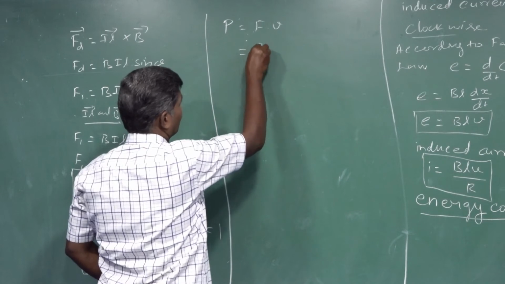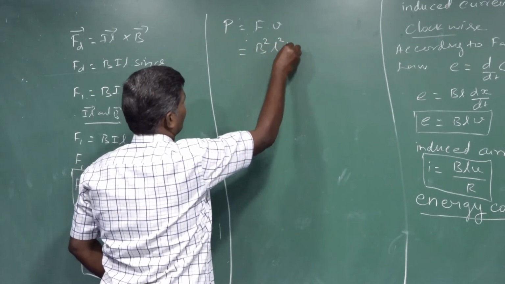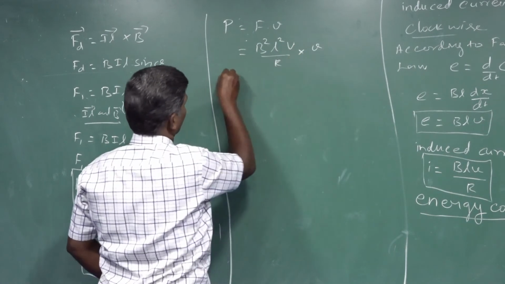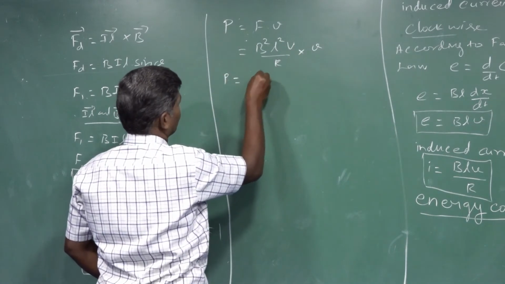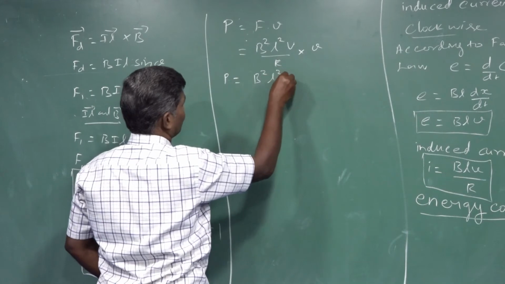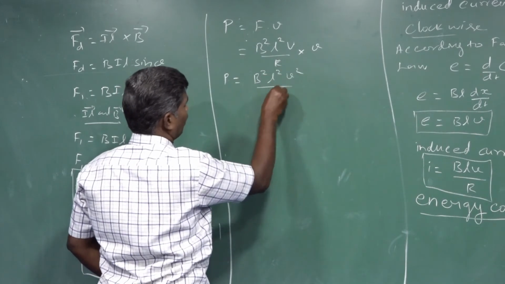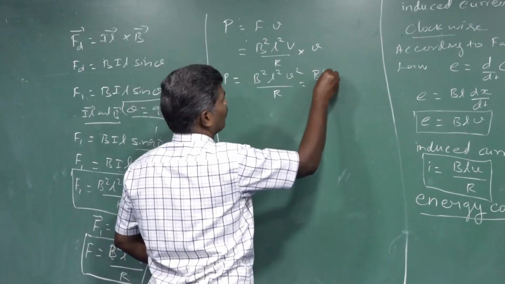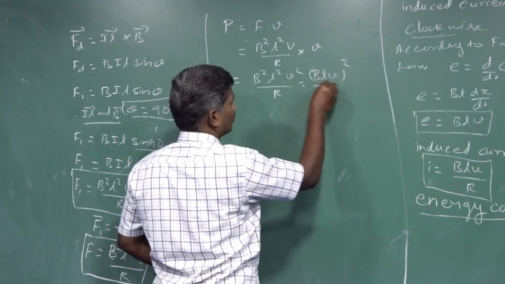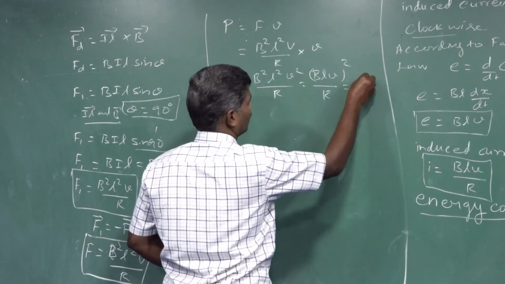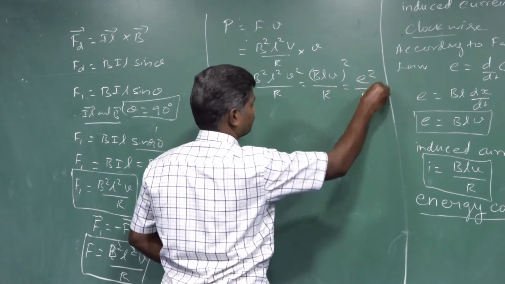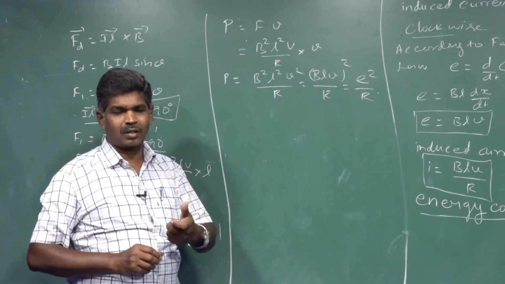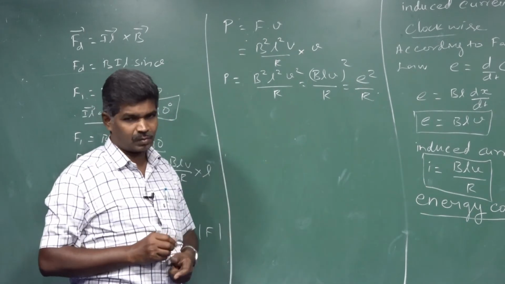F value is nothing but B squared L squared V by R into V. So P is equal to B squared L squared V squared by R. We can take a common square, (BLV) whole squared by R. Otherwise we can take E squared by R. This is the rate of doing mechanical work done by our applied force.